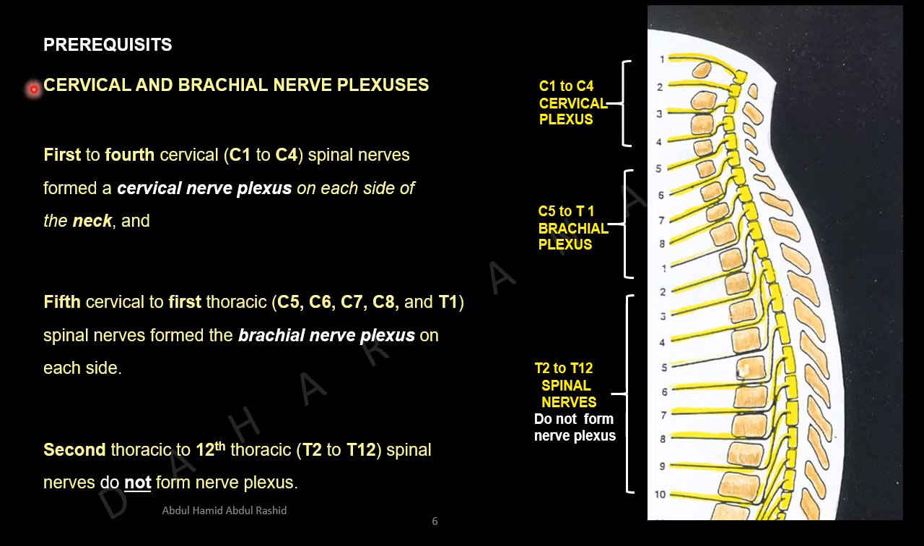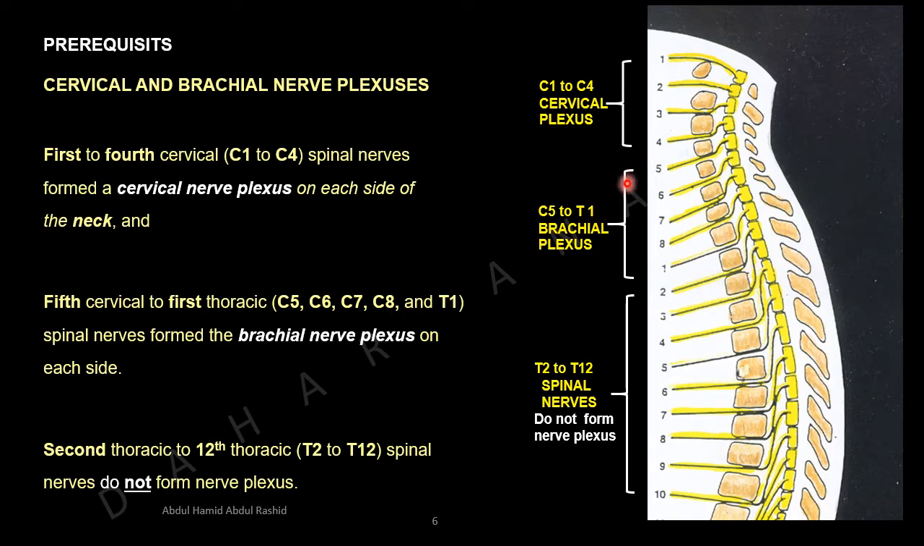Prerequisites: cervical and brachial nerve plexus. You can see here there are 8 cervical spinal nerves in the neck, cervical region, and 12 thoracic nerves in the thoracic region. So C1 to C8 in the cervical, T1 to T12 in the thoracic region. The first to fourth cervical nerves, that is C1 to C4 spinal nerves, form a cervical nerve plexus on each side of the neck. The fifth cervical nerve to the first thoracic nerve, that is C5, C6, C7, C8 and T1 spinal nerves, form the brachial plexus on each side.